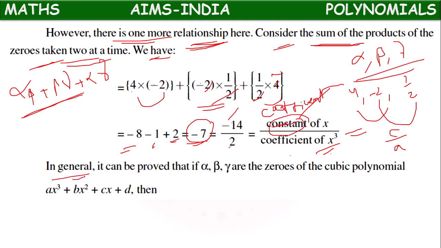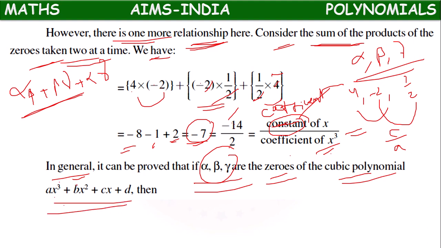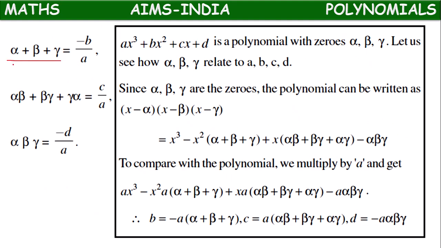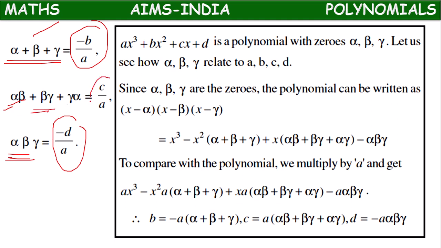So in general, if alpha, beta, gamma are the zeros of the cubic polynomial ax cube plus bx square plus cx plus d, then what can we conclude? The sum of the zeros is minus b by a. The product of the zeros is minus d by a. The sum of the products of two roots at a time equals c by a. Like that, we have three relations between the zeros and the coefficients of the terms of a cubic polynomial.